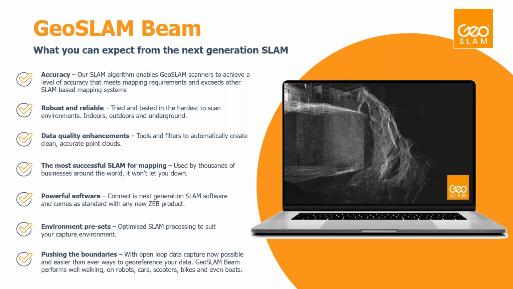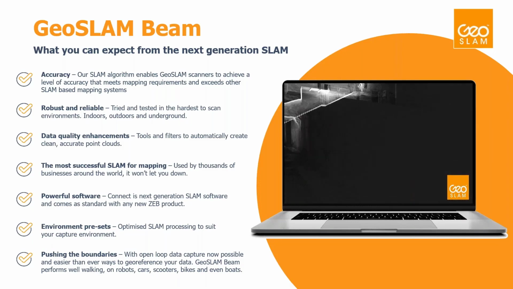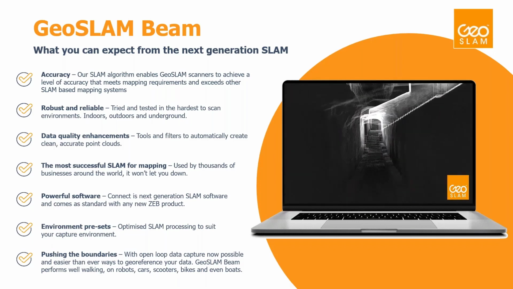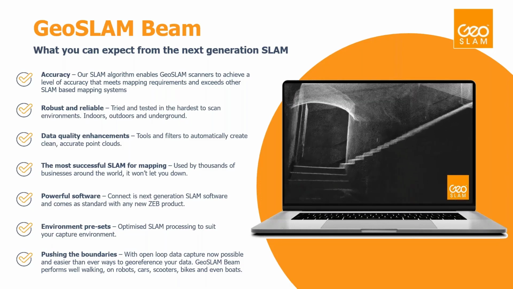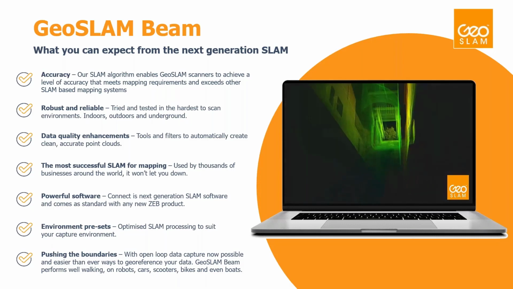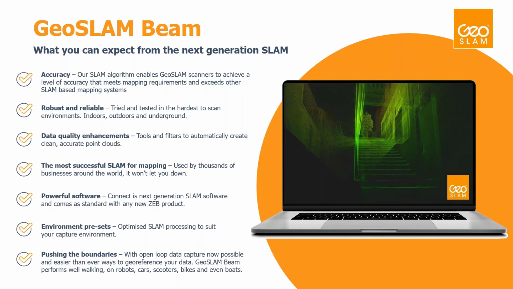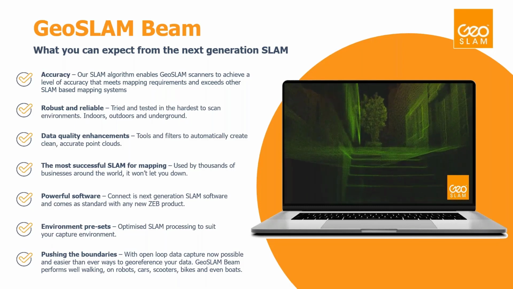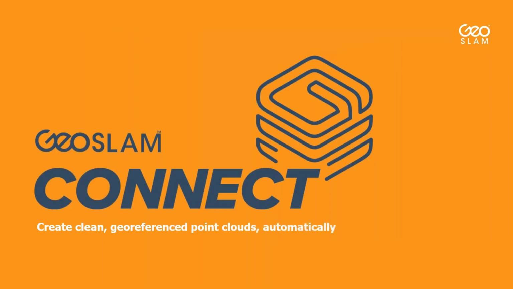We feel like it pushes the boundaries as well. What we've done in this new SLAM is we've got the option of doing some open loop data capture, which is now possible. Before it was a lot of closed loops, starting and stopping in the same place, whereas now with GeoSLAM Beam, we have the potential to start and stop in different locations. Obviously with standard SLAM presets applied, it performs well for walking. It can be used on robots, as mentioned, on cars, scooters, bikes, and we've even had some good data sets on boats as well. Obviously this is all possible in our brand new software, GeoSLAM Connect.